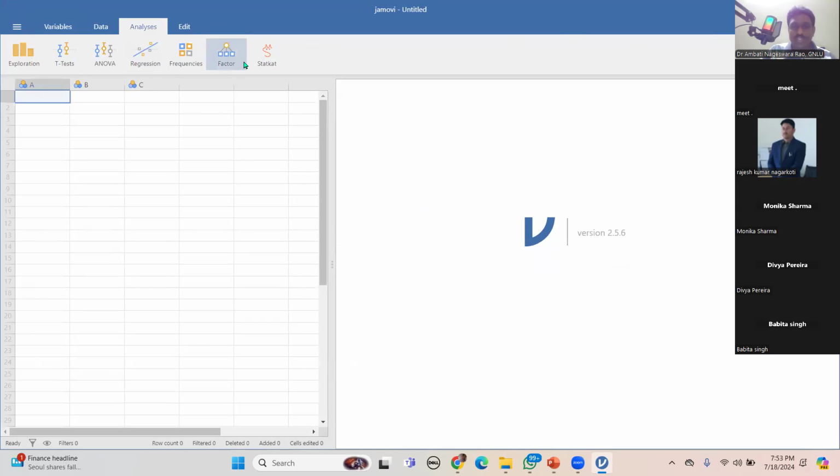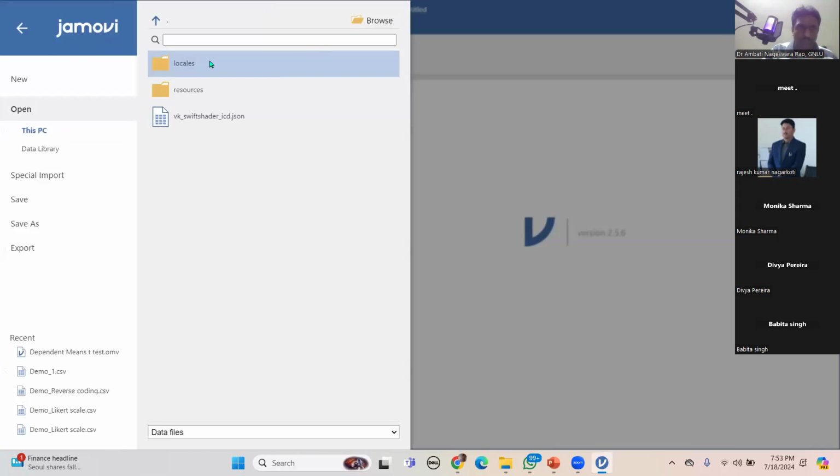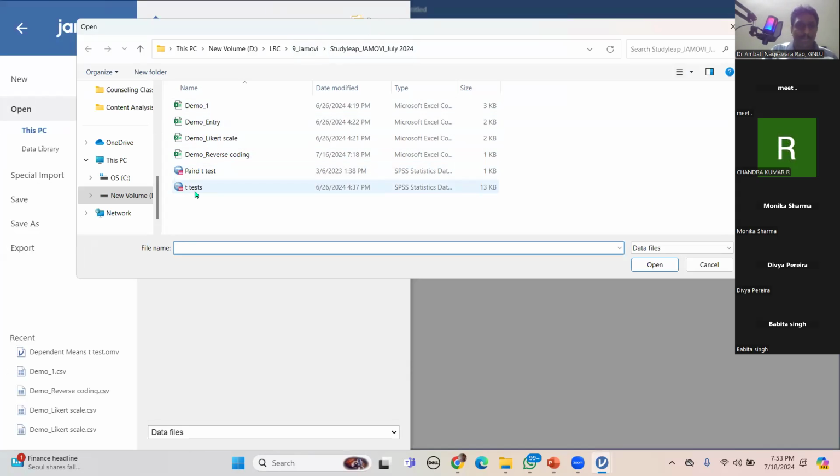Is my JAMOVI visible? I have opened the application of JAMOVI. Yes, sir. Okay, now I'm importing the data. Please import the data. The first one we are importing, the name of the file is t-test.